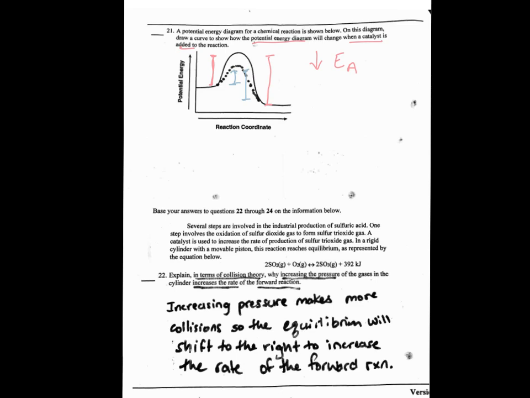Explain in terms of collision theory. So you just need to mention collisions in your answer. Why increasing the pressure will increase the rate. So as stated here, increasing pressure leads to more collisions. So faster reaction rate for the forward direction.